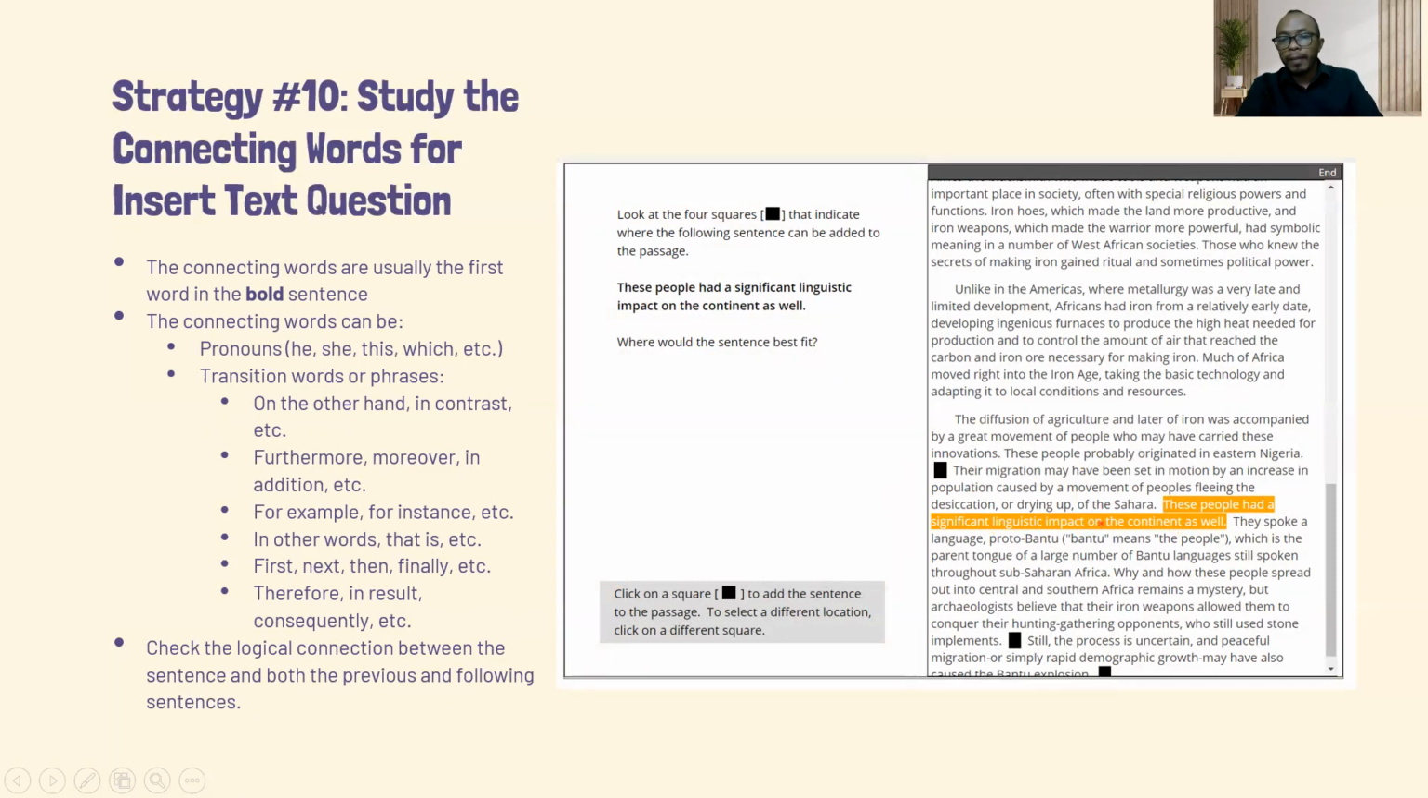So here's the example. The answer to this question will be in this place, because we see the connecting word is these people, and this is relevant. There is a logical connection between these people and the people mentioned in the previous sentence. And another connecting word would be linguistic here. So here, linguistic is logically connected to the word language in the following sentence, making it the best place to put the sentence. All right.